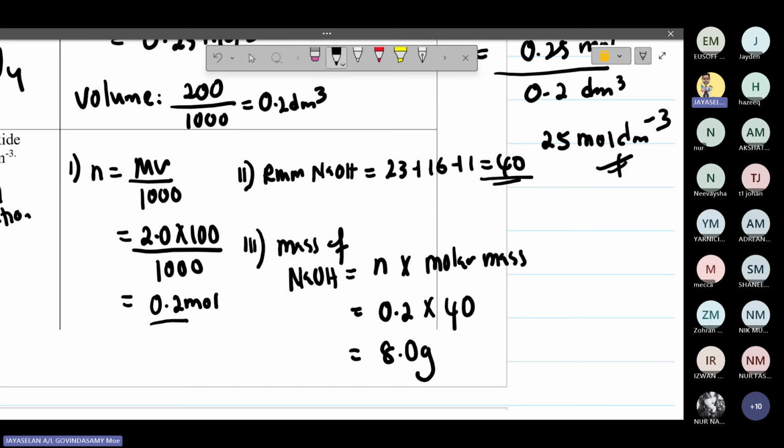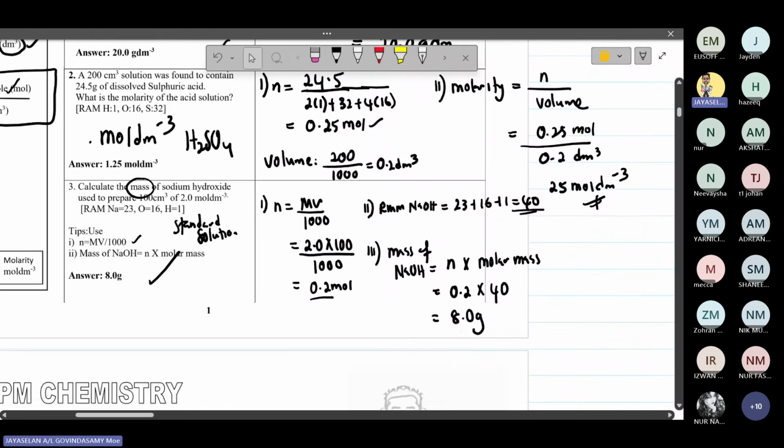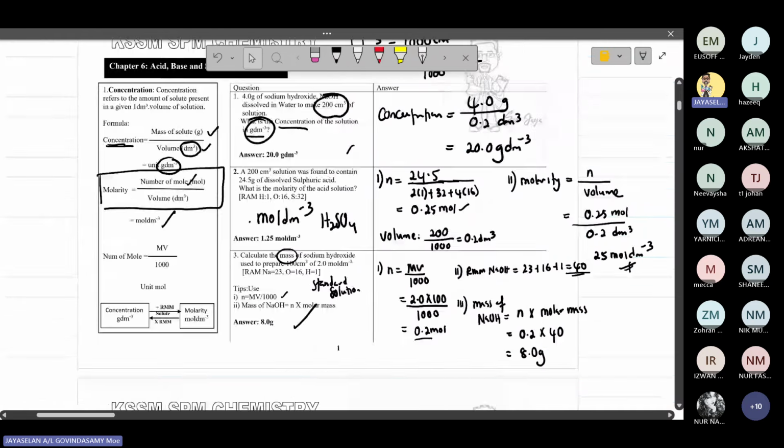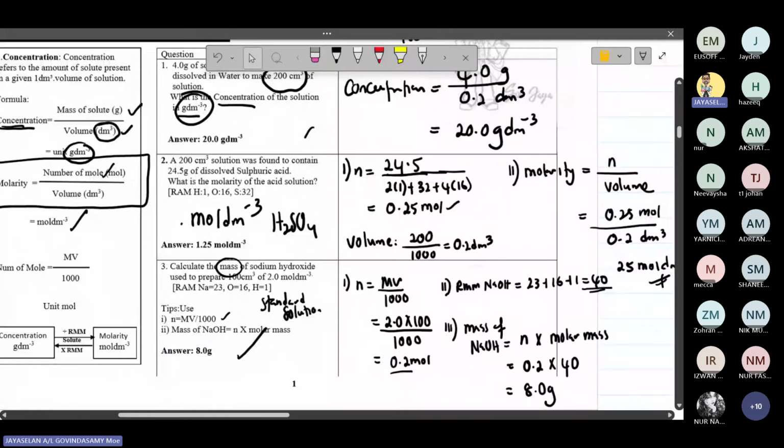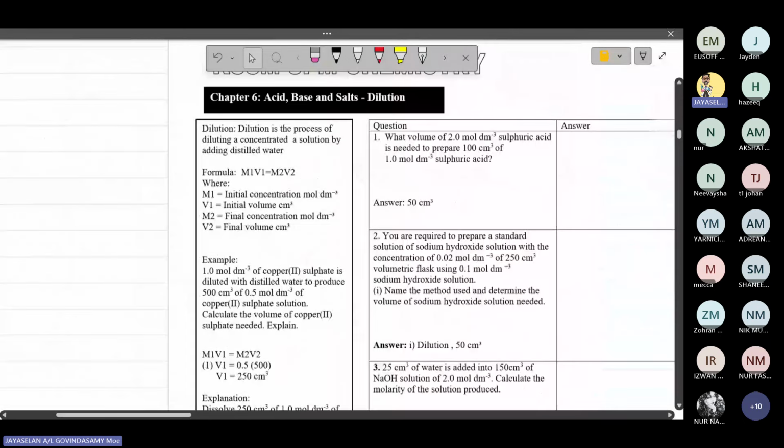Oh, sir, saya tak nak buat macam ni. Saya nak letak 8 gram. Letak je lah. Okay, can understand? Any question? Okay, tak ada soalan. So soalan ni cuba buat sebelum you jawab ni. Okay, now I go for, okay, sudah.